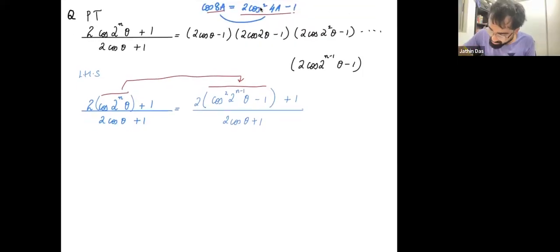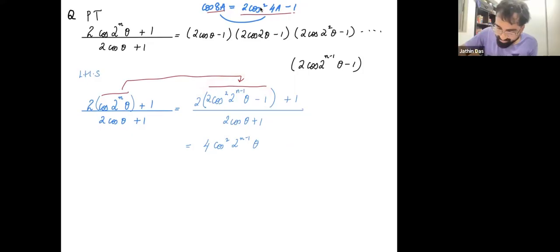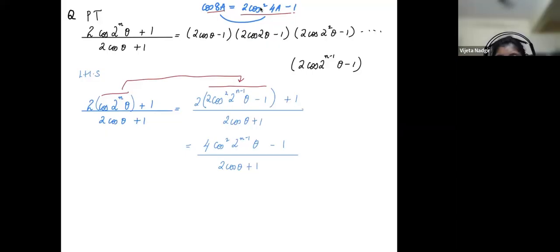There is a 2 also, no? There is a 2 also. Sorry. Okay. Now I'm multiplying. So I'll get 4 cos square 2 raised to n minus 1 theta. And 2 into minus 1, there will be a minus 2 plus 1, and plus 1. So I can simplify it as minus 1 divided by 2 cos theta plus 1. Till here clear? Okay.